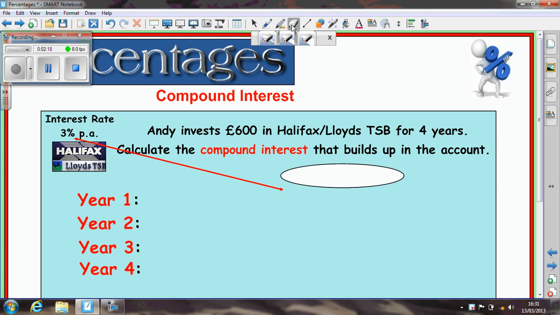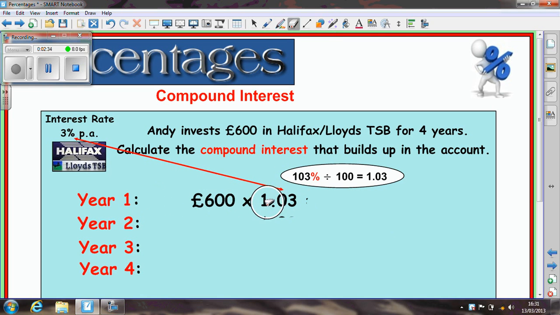Now, to work out 103%, you have to multiply by 1.03. So 103% divided by 100 equals 1.03. So at the end of year 1, if we multiply 600 by 1.03, we're going to get our new figure of £618. If you want to calculate 3% of 600 and add it on, you would still get £618. This is just a wee bit of a faster method. We explained that in the last lesson.